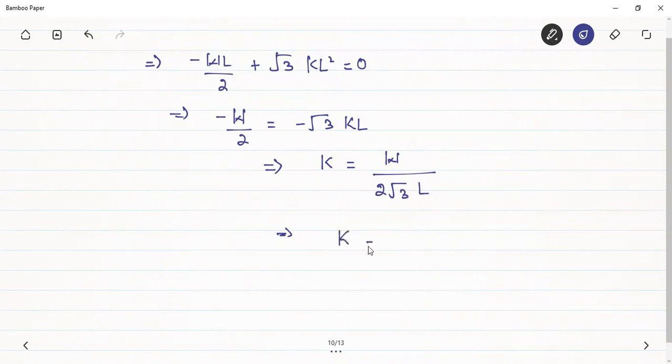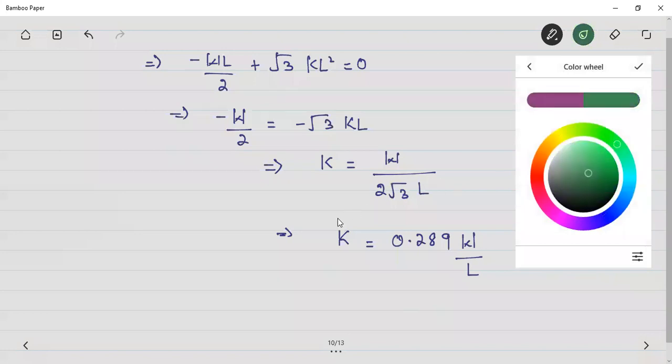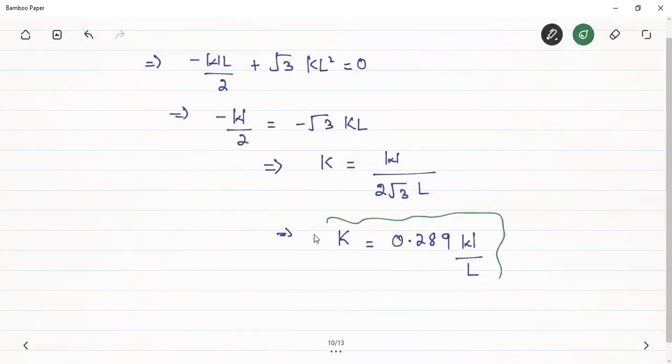So the spring constant will be equal to, once we solve this, 2 by root 3, which is 0.289. So this will give us the spring constant for the equilibrium. This has to be the spring constant for the system to be in equilibrium. Also, we have to check the stability condition. Now let's check the stability condition.